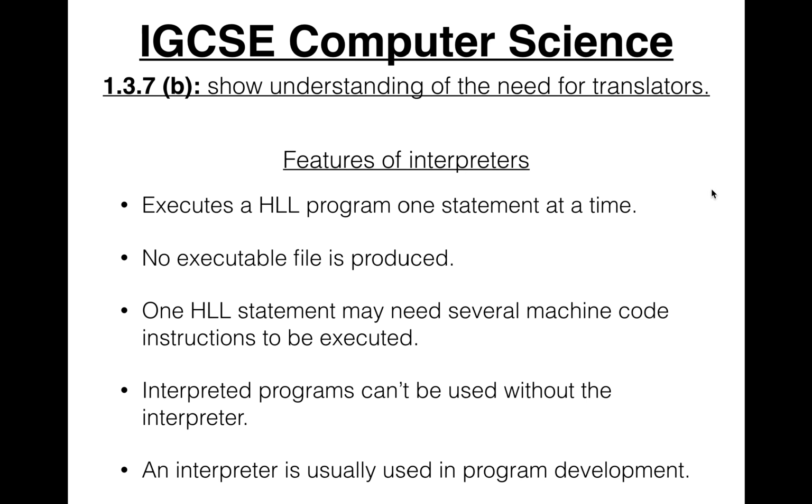So if you're developing Python apps, for example, Python uses an interpreter, so you can use one in program development, and you can run certain lines as you develop. So the thing with interpreters, because they execute one line at a time, it makes them a bit slower than compilers. So they may run a bit slower.